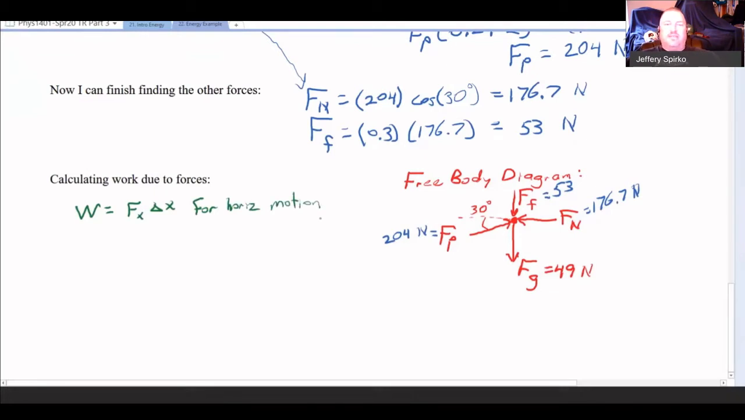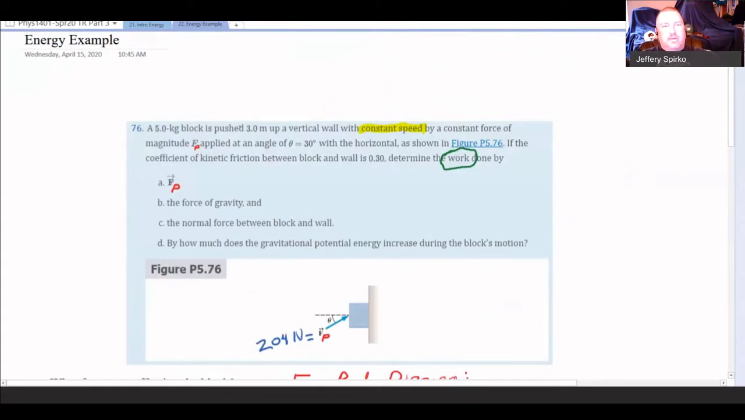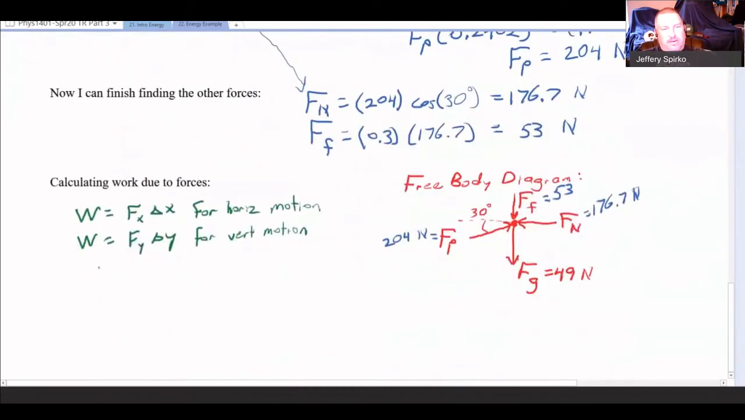And that applies for cases of horizontal motion. We could also do a change of coordinates. Work is also Fy delta y for vertical motion. And in this case, we know the delta y. We know that this object is getting pushed 3 meters up the wall. So let me make note of that. Delta y is equal to plus 3.0 meters.